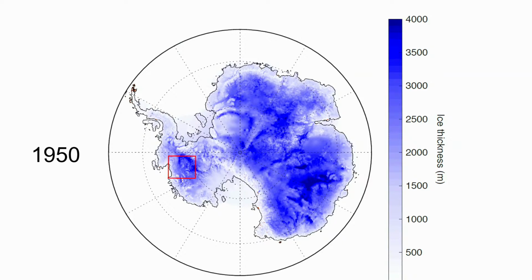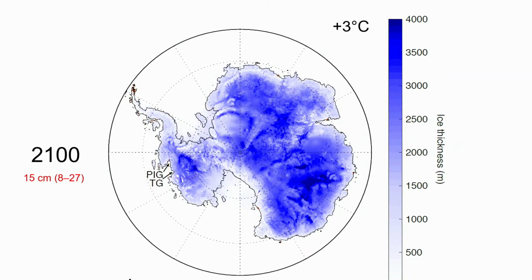And if we look 100 years in the future, to the year 2100, we start to see some retreat. And the dramatic retreat is happening in two glaciers here, the Pine Island Glacier and the Thwaites Glacier that are labeled. And by 2100, in this scenario, the ice sheet has contributed 15 centimeters to global sea level rise. And we would add this to the sea level rise that would be coming from the Greenland ice sheet, from mountain glaciers, and thermal expansion of the ocean. So this is a big additional contribution to sea level rise.